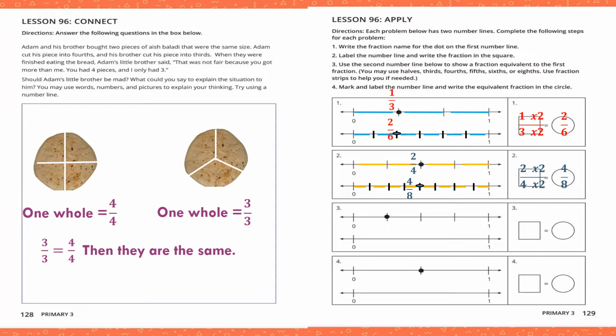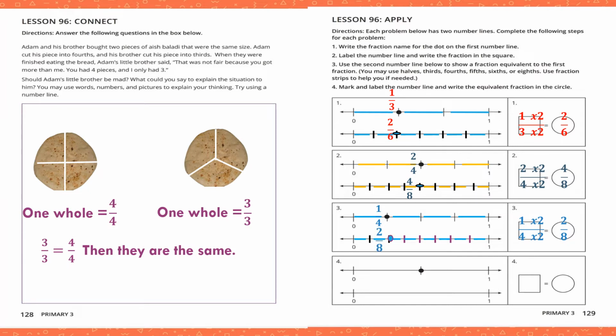Number 3, I will count the parts. 1, 2, 3, 4. So this means 1 over 4. I will multiply it by 2. 1 times 2 equals 2 over 8. We will divide this line into 8 equal parts like this. 2 over 8, here 1 over 8, 2 over 8.